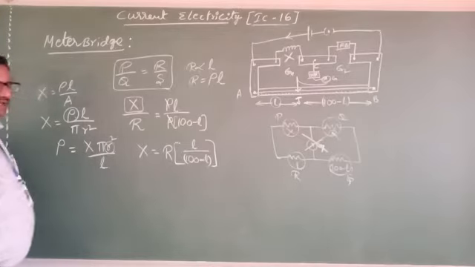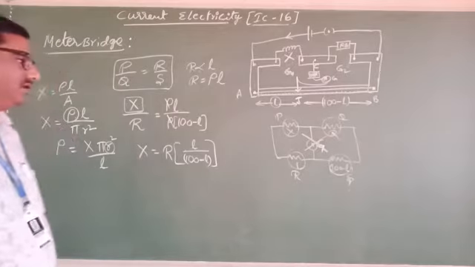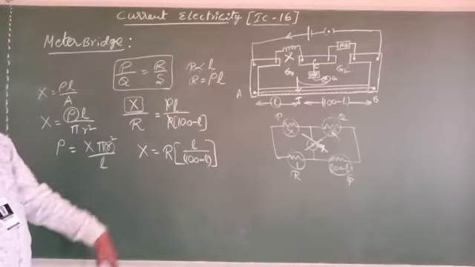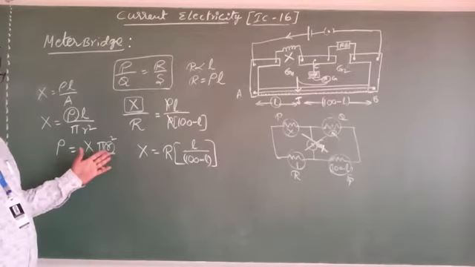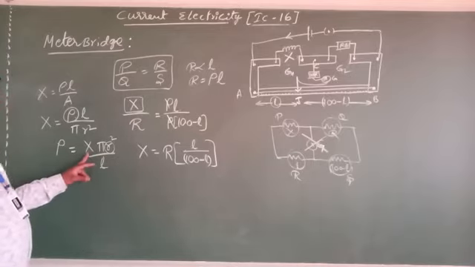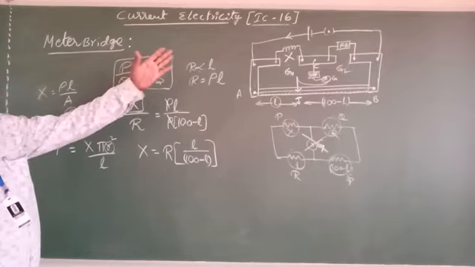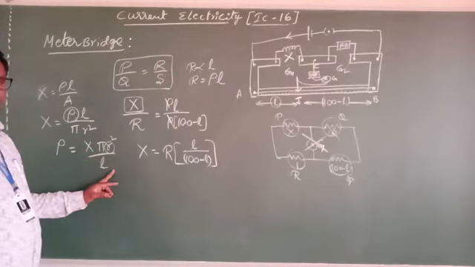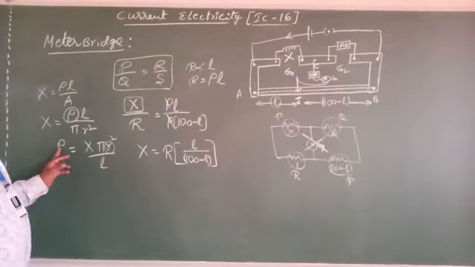Here R we can measure by using vernier calipers or screw gauge, we will measure the radius of the wire, or in problems the radius is given directly. And one more, the unknown resistance we will measure by using the meter bridge. With these values, finally you can get it.